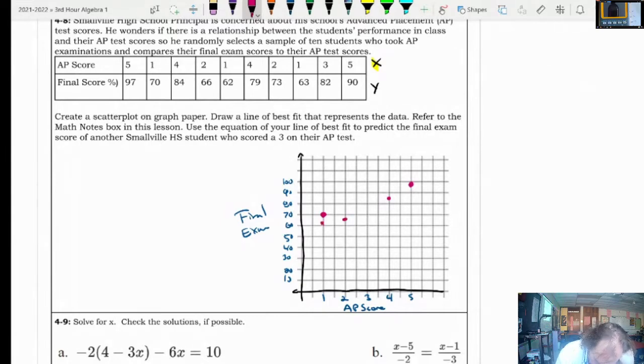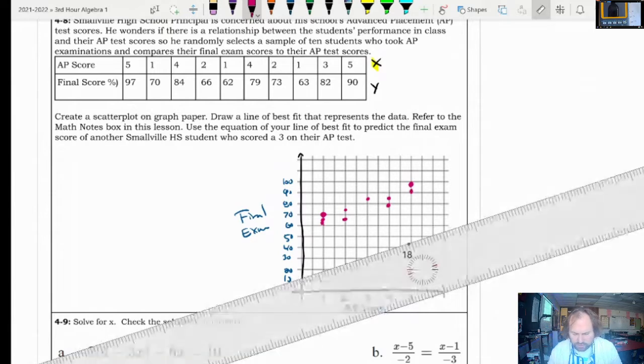162. 479. 273. 163, right in the middle there. 382. And 590. Now, at this stage, you're going to want to grab some sort of straight edge tool like this.